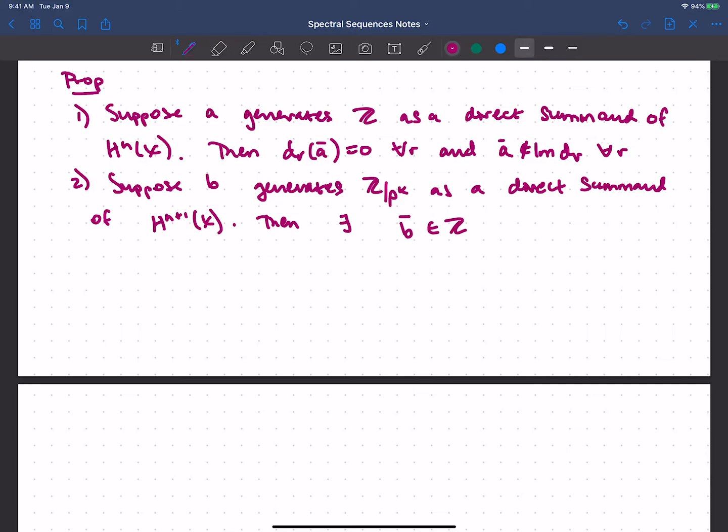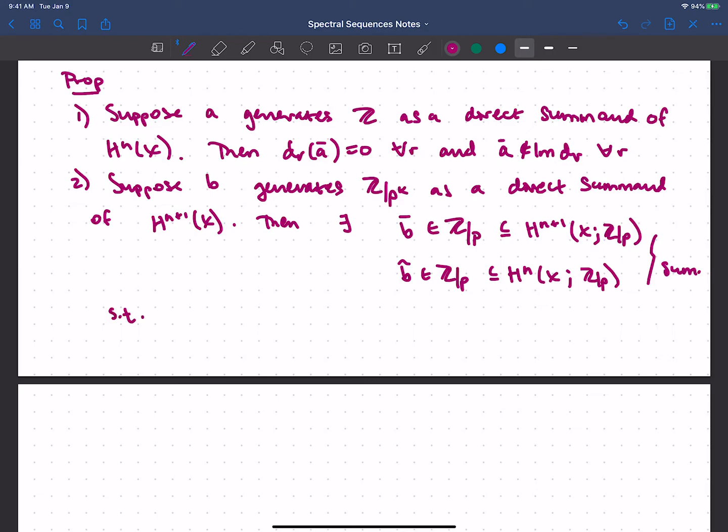This is going to generate a Z mod p inside H^(n+1) of X in mod p coefficients. Okay, we know that the Z mod p to the k gives rise to a Z mod p. I'm just naming the generator. And I want a b tilde in Z mod p as a summand of H^n of X, in mod p coefficients. Okay, so these are direct summands, and I'm really just trying to name the elements properly, but I just want to think about b.